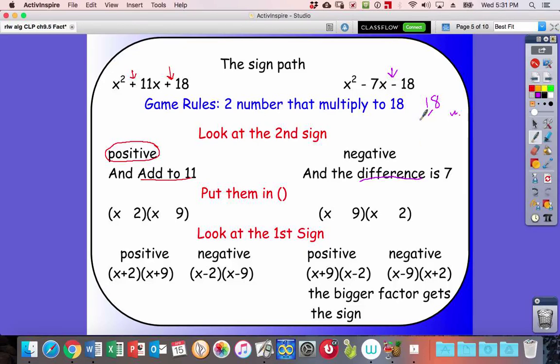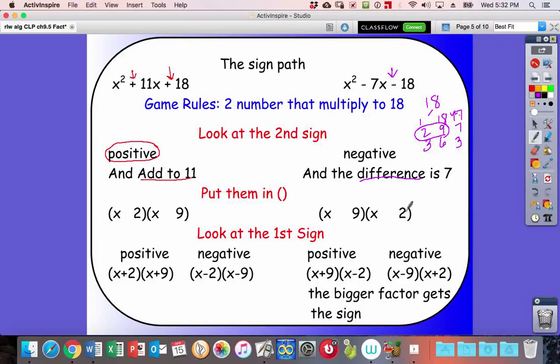So I'm going to do the same thing. I'm going to say 1 and 18, 2 and 9, 3 and 6. And I'm looking for the difference. I'm not worried about whether it's positive or negative, I'm just looking for the difference. The difference between 18 and 1 is 17. The difference between 9 and 2 is 7. The difference between 6 and 3 is 3. Which one has a difference of 7? This one right here. That's how I know what goes in my brackets.